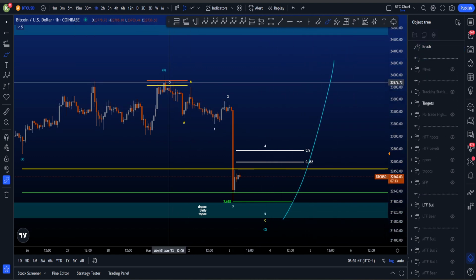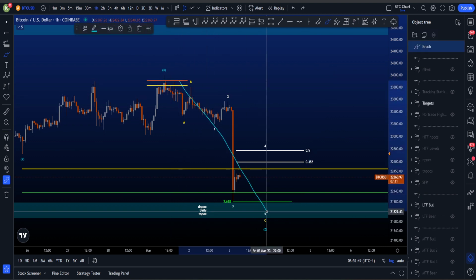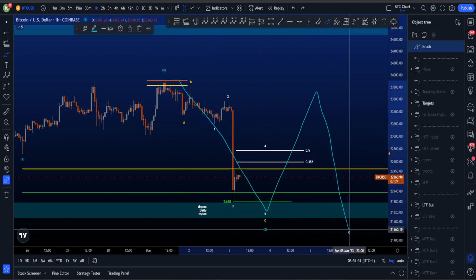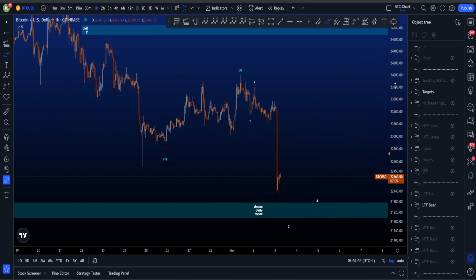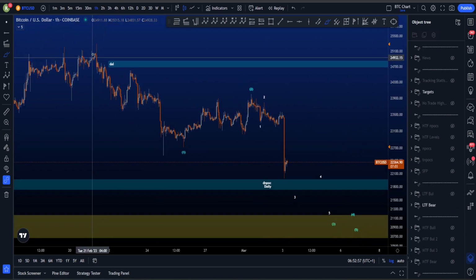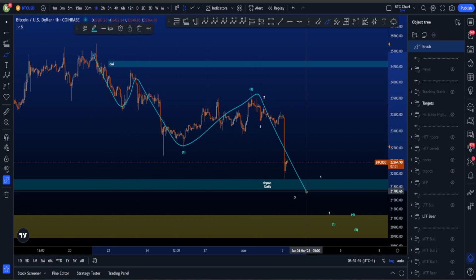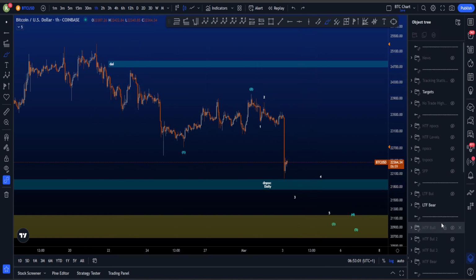Again, the other scenario is that this by itself is going to be an A, a B, a C, and then move up for more upside. The bearish count over here is that this is a 1-2-1-2 and then move down to much lower prices.